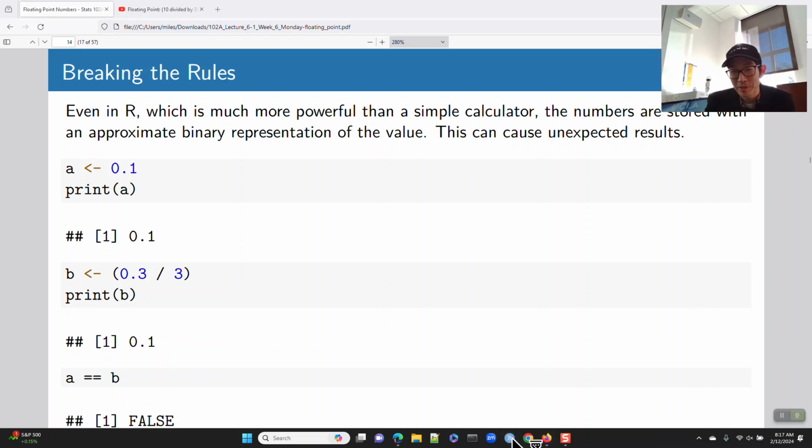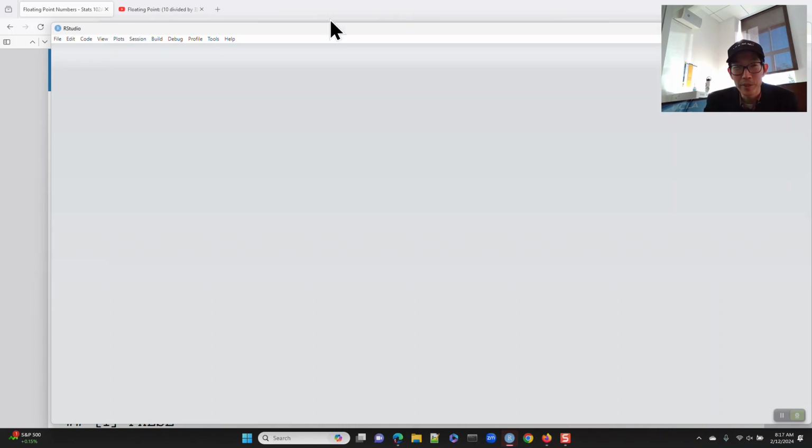Here I'll do it right now. It feels a little bit crazy, right? Is 0.1 equal to 0.1? And the computer is basically telling us no.